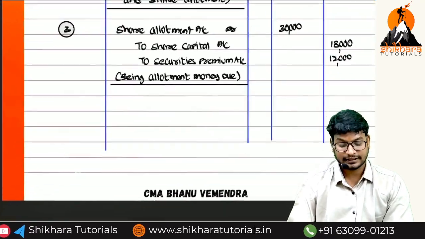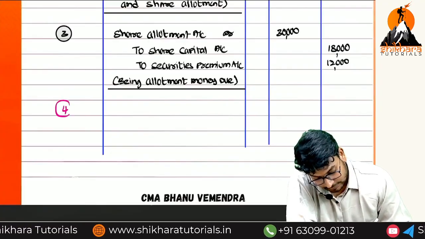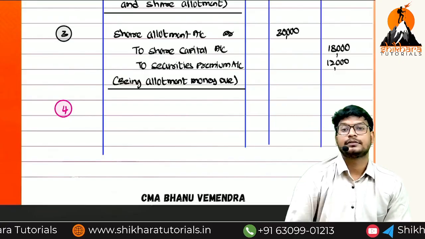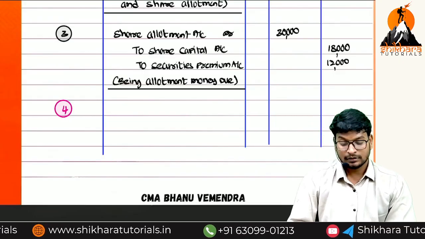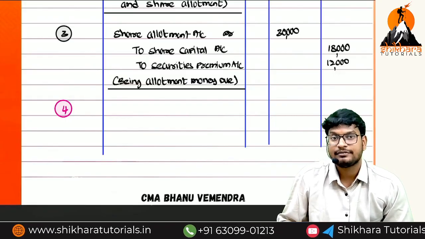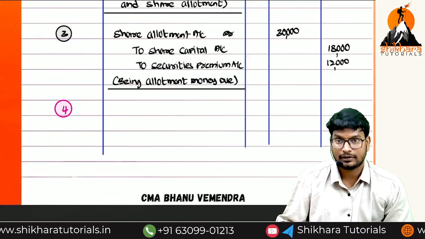Now here comes the hero of this question. What is that one? Fourth one. Please write with another pen, we'll get the clarity. Okay, now bank account debit. We are not receiving, we are going to receive the amount of allotment.